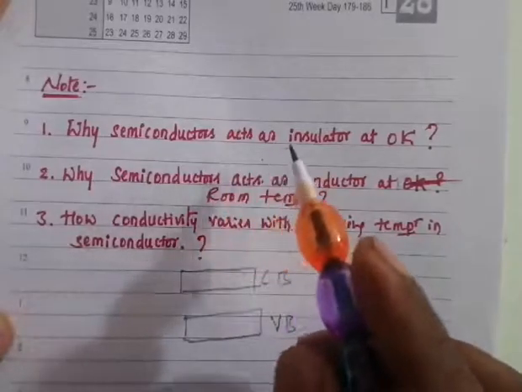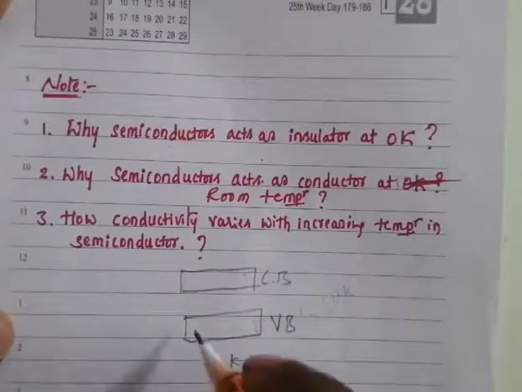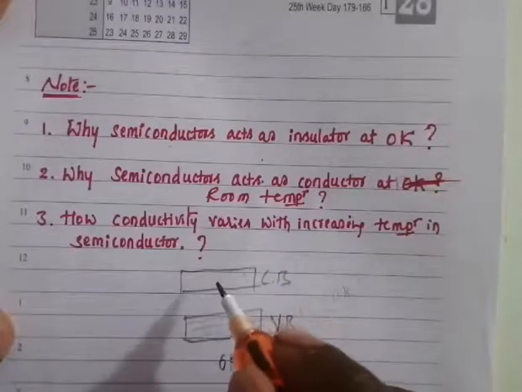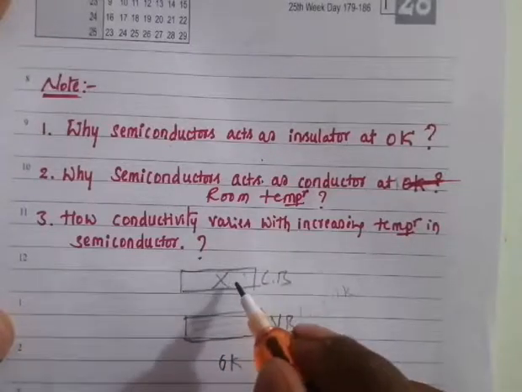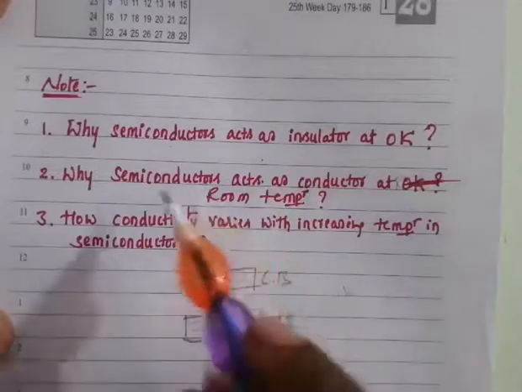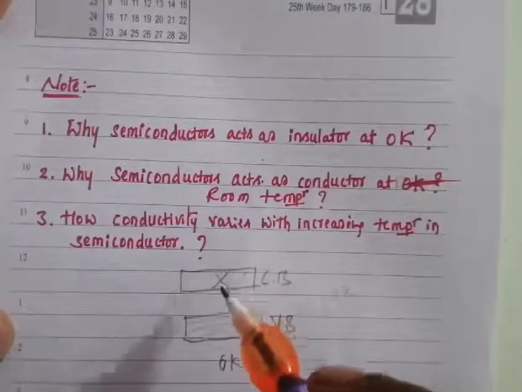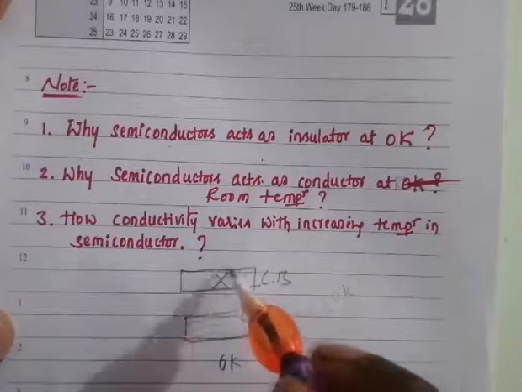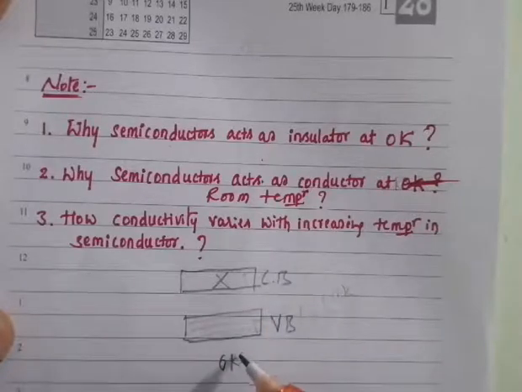Why semiconductor act as an insulator at 0 Kelvin? At 0 Kelvin, the valence band is completely filled with electrons. Conduction band does not have free electrons, nothing but completely empty. That's why semiconductor act as an insulator at 0 Kelvin. So if asked the question, what to write? At 0 Kelvin, valence band is completely filled, conduction band is completely empty, nothing but there are no conducting electrons, hence semiconductor act as an insulator.